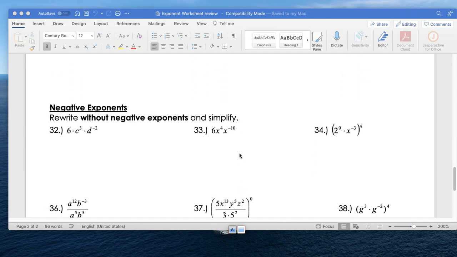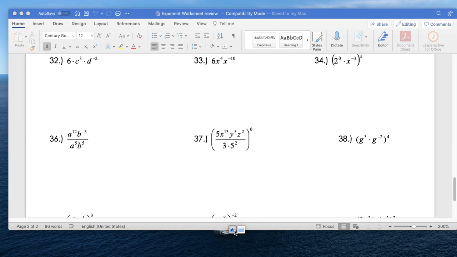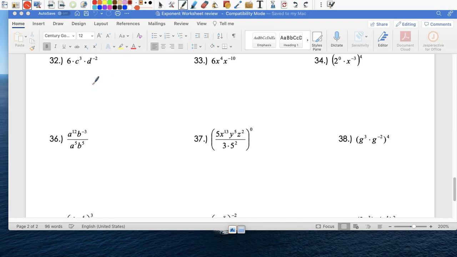32, rewrite without negative exponents. Okay, so let's rearrange so nobody has a negative exponent. For a fraction, the 6 stays where it is. The c to the 3rd power stays where it is. But the d to the negative 2nd power, in order to become a positive exponent, goes to the denominator. And that's it. There's nothing else I can do with that problem.